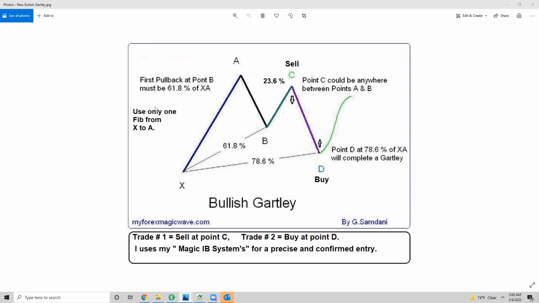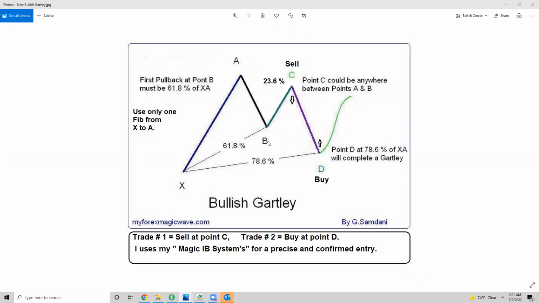I just want to show something educational and informative. So let's go watch this diagram. This is a bullish Gartley harmonic pattern, the most famous one, right? And this is how it is.